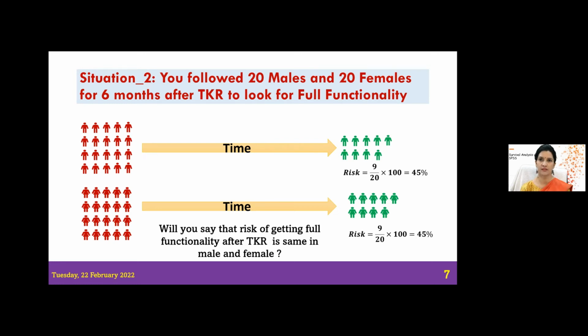So yes, the answer to all of you will be yes, because the same number of males and females are turning into the full functional status, maybe after the period of 6 months. Now see the second situation. So in both these cases, what you are doing is seeing the outcome maybe at the end of 6 months in this case, and in the previous case at the end of 12 months. And you have not observed these people in between.